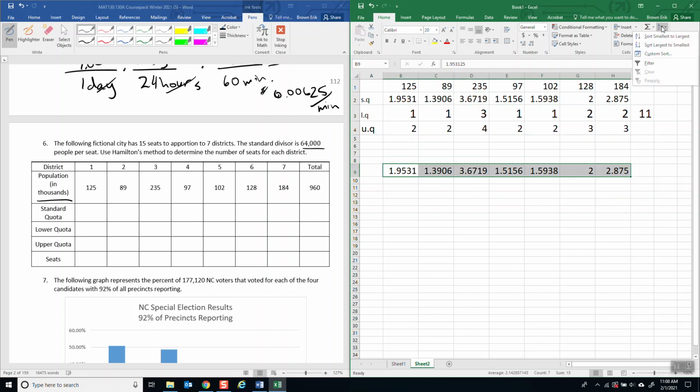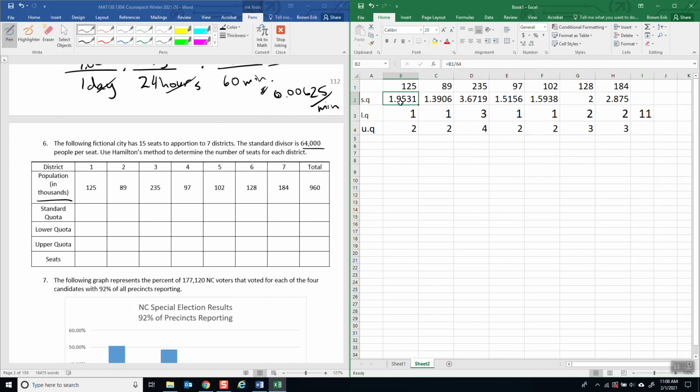Oh, it only wants to do columns. Okay, never mind. We can just do this by IDing them. Note 0.95 is the largest. The next one will be 0.875, and then 0.67. So that's 1, 2, 3, and the final one is 1.59. So each of these gets 1 extra seat added to their lower quota.